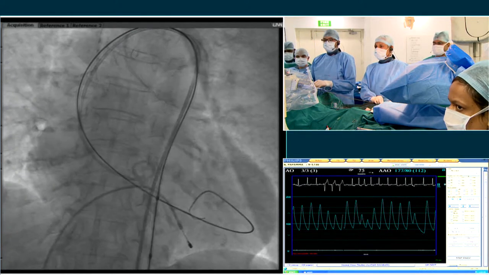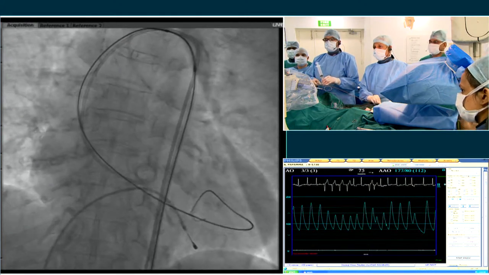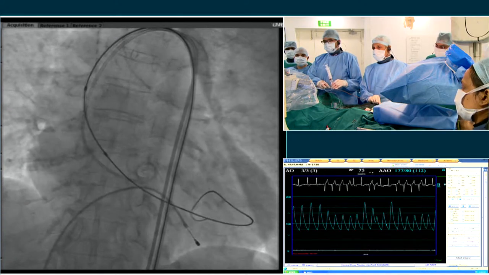Okay, good. With this MyValve, the other recommendation is that you need to pre-dilate it always with the balloon. Sometimes you could avoid that with Edwards and other valves, but here, because of the little bulky nature, we always prefer dilating.